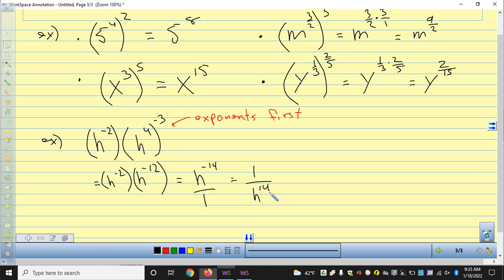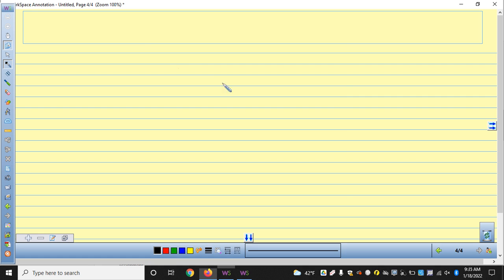So sometimes we have to use multiple of our different rules to simplify a problem. All right, we good there? Power to a power, pretty easy rule. Next thing we're going to talk about is a product to a power. And we'll look at some examples first.